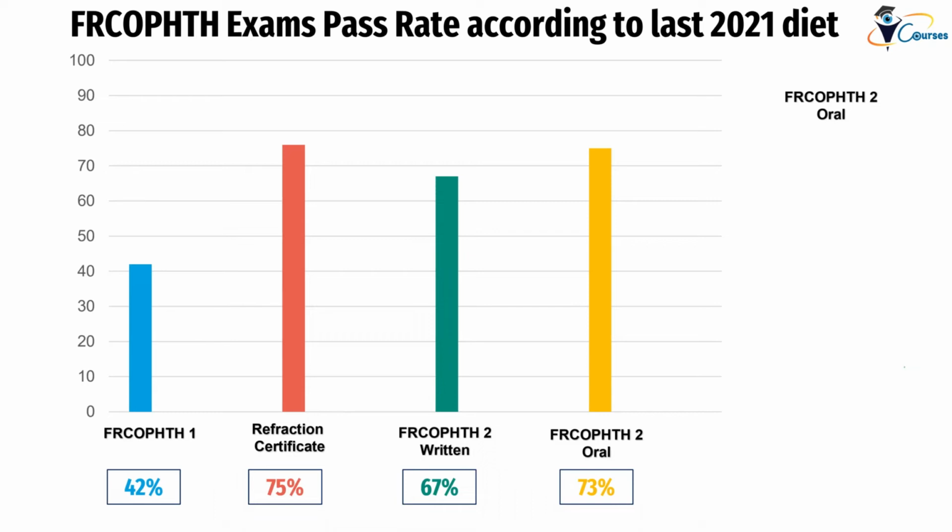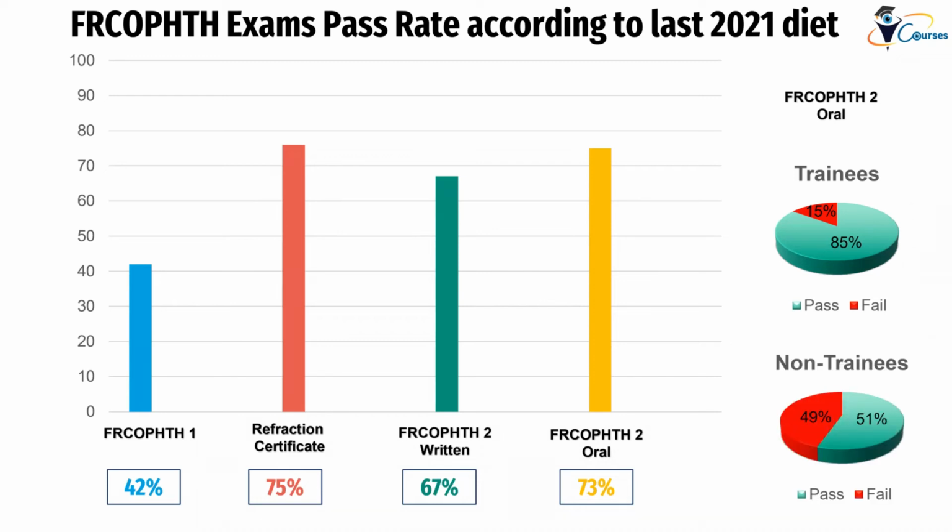But to be honest with you, for the FRCOphth Part 2 oral, the pass rate is different whether the candidate is in a training or non-training post. It was found that trainees in the UK have a pass rate of around 85% and only a 15% fail rate. But for non-trainees, it is around 50-50. So 50% of candidates passed and 50% were not able to pass. And even that is acceptable, because this is even the pass rate for the FRCS Glasgow.